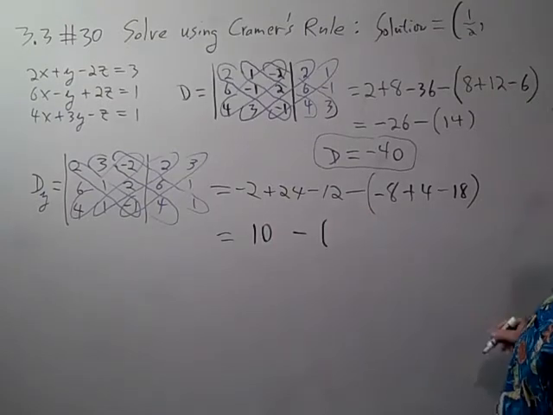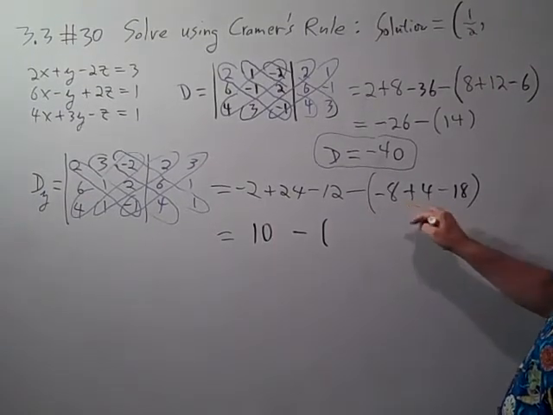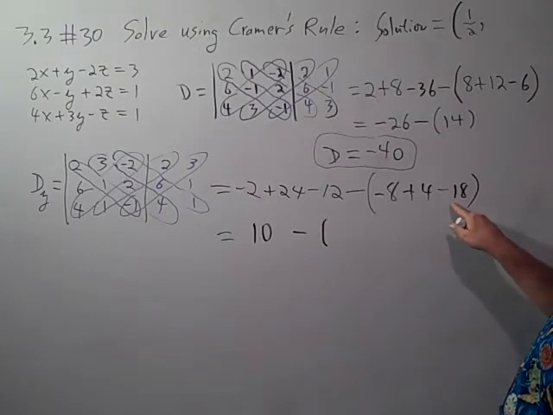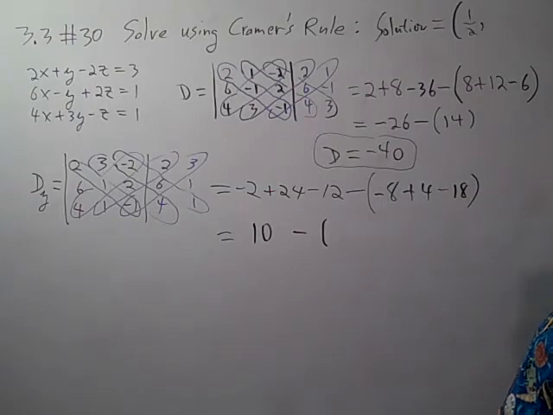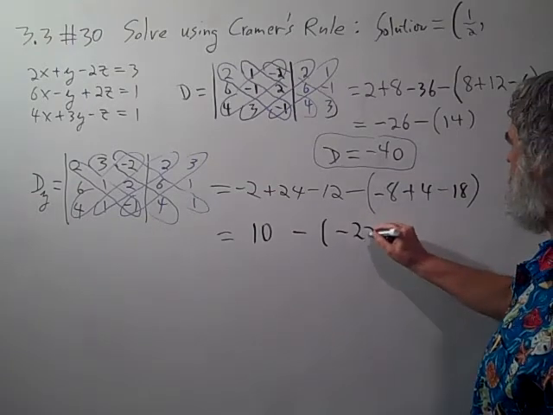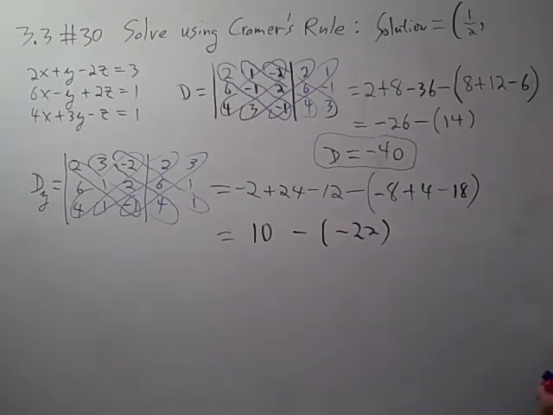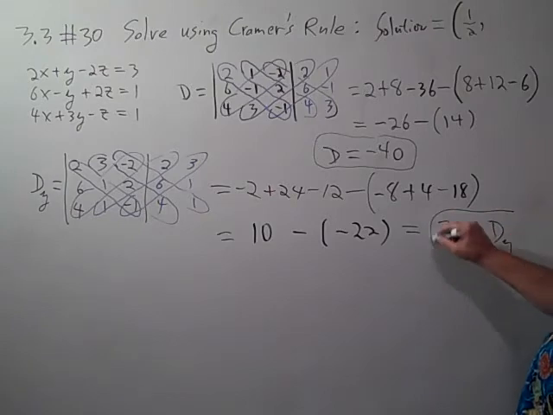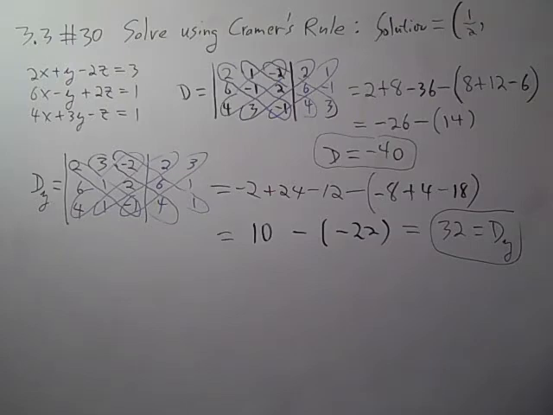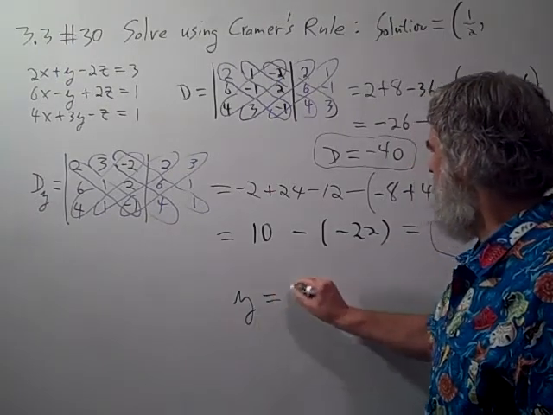And in the parentheses here, we have negative 4 minus 18 is negative 14. Negative 14, negative 8 is negative 22. So here we go, 10 minus a minus 22 is 10 plus 22, which is 32. So that's our d sub y. D sub y is 32, and our d is equal to negative 40, so y is equal to d sub y divided by d.